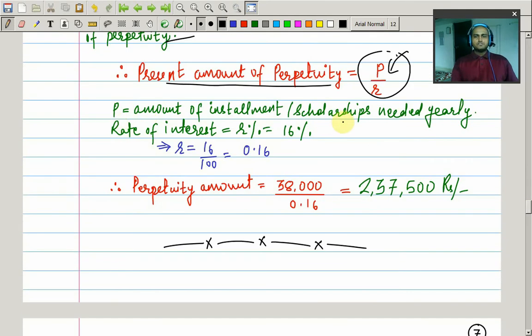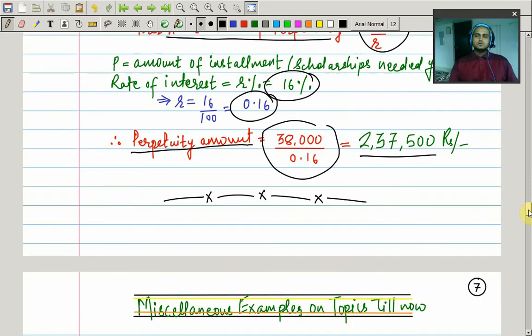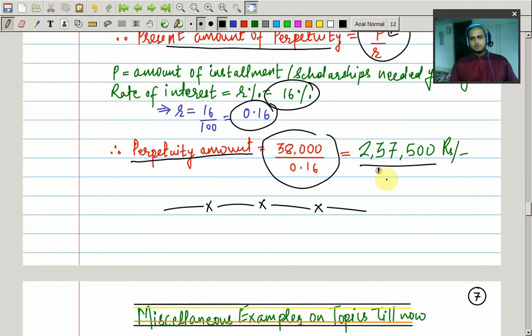This is the formula. P amount of installment, r rate, it's 16. So bank is giving 16% rate of interest. So r is 0.16. So right now you have to deposit this much amount. So 2,37,500 if you deposit right now, then one student will receive 38,000 every year in future.